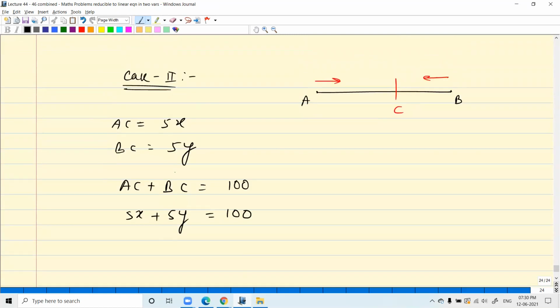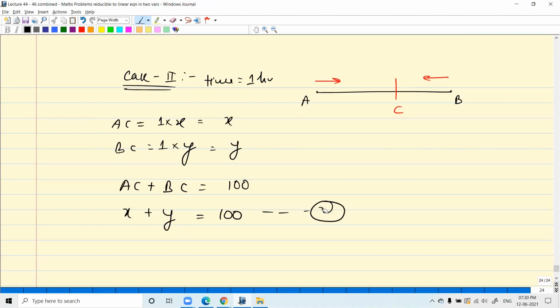Oh, sorry, this time the time is not 5 hours. No, time is only 1 hour. I'm sorry about that. So it will be 1 times of x, not 5. Is it clear, Ritesh? Yes, sir. So it will become x plus y is equal to 100. So this is our second equation.